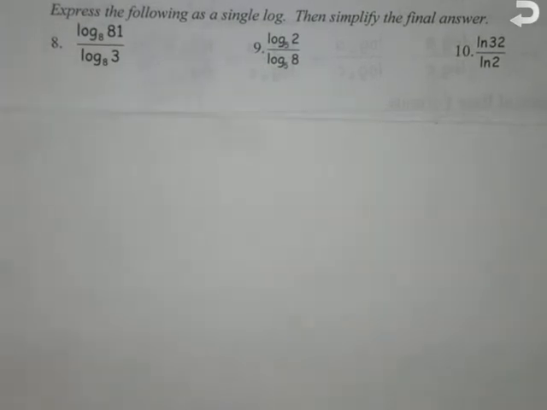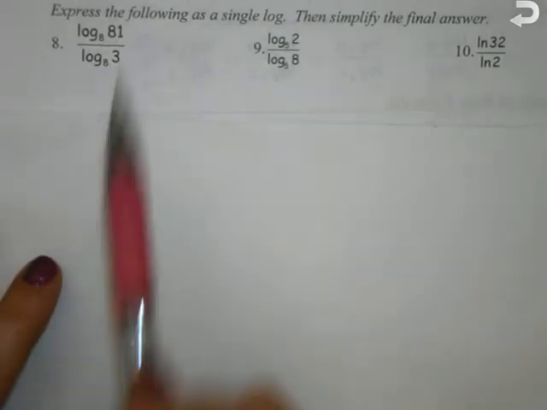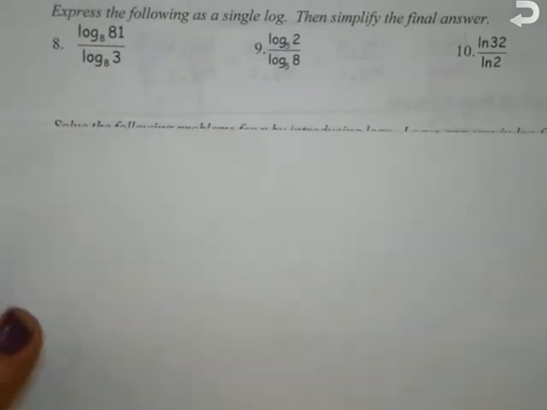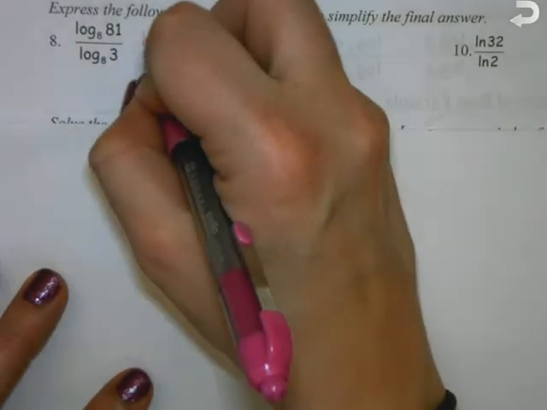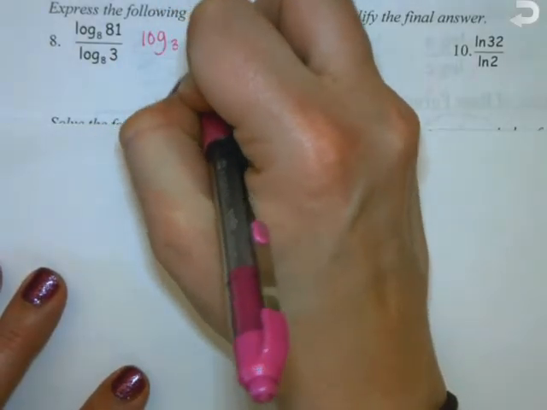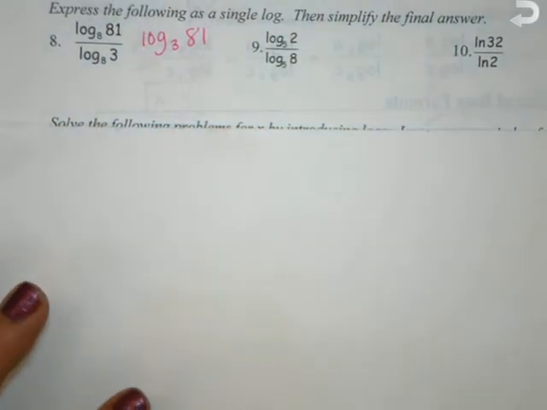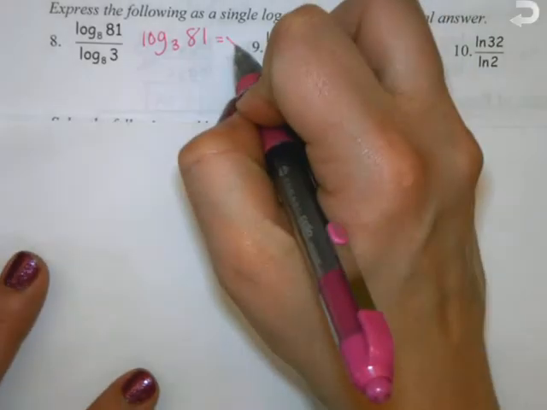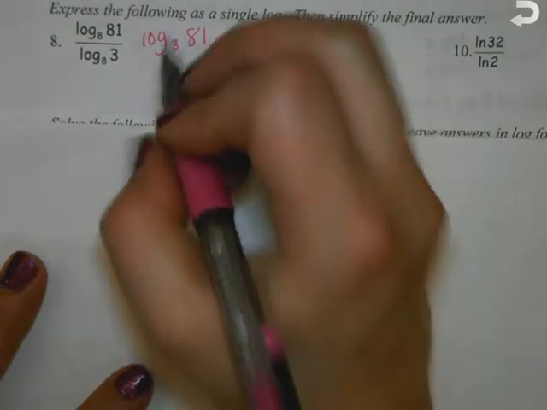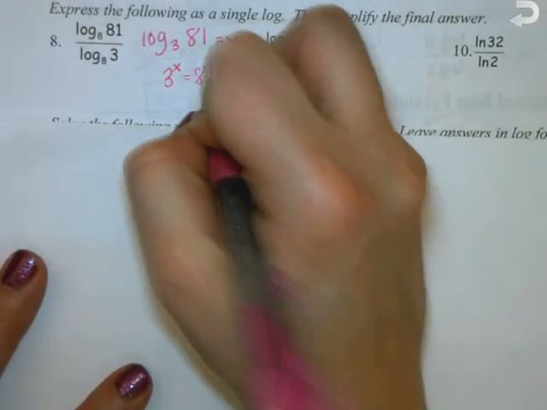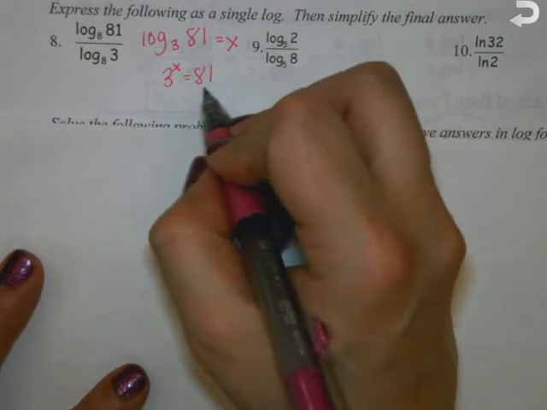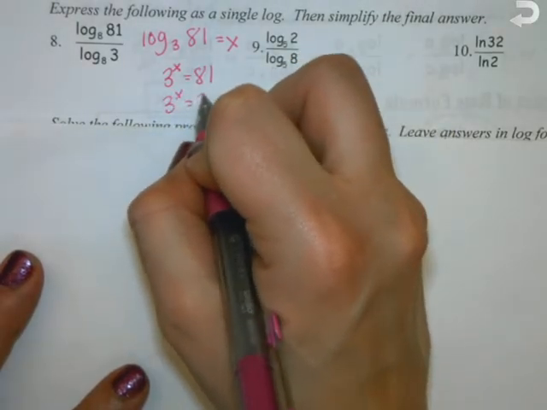So these problems, I'm going to have you write it as a single log, and then we're actually going to solve them, okay? So number 8, log base 8 of 81 over log base 8 of 3. Let's rewrite this as a single log first. That's going to be log base 3 of 81 because it was a change of base formula. We set the whole thing equal to x, and we get 3 to the x equals 81. And 81 is 3 to the what, guys? 4. So if we drop our bases, we get x equals 4.